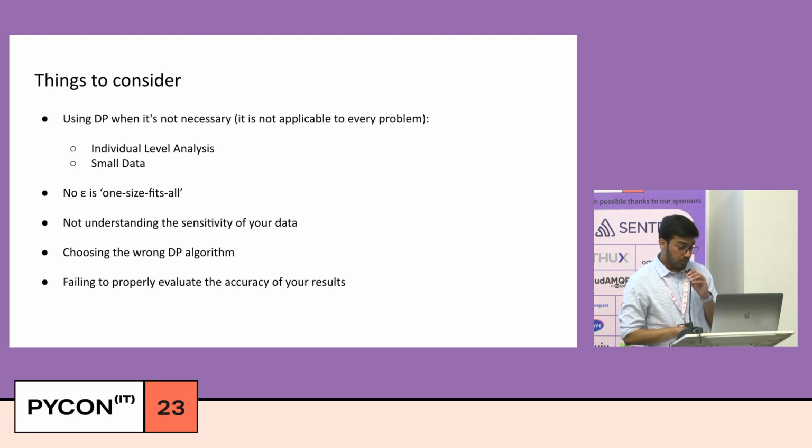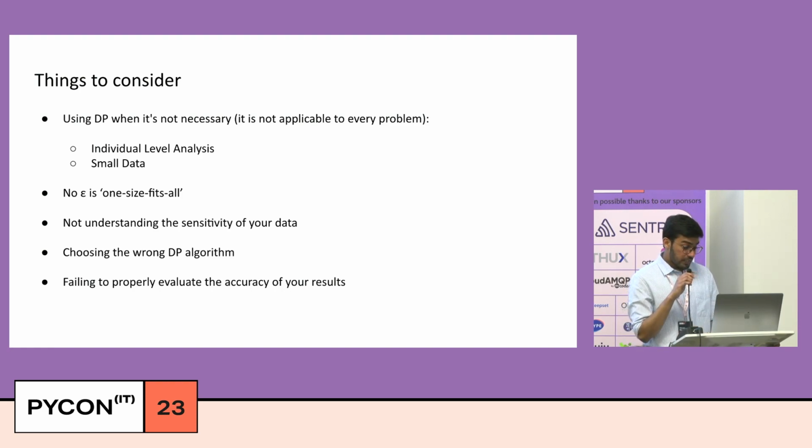Choosing the wrong DP algorithm, again, depends on what kind of noise you want to add. We have a bunch of choices. So all of these things basically point to the fact that you need to research your data set enough to use the right DP algorithm, the right epsilon values, and to decide which noise to add, which algorithm to use, and which epsilon to use.